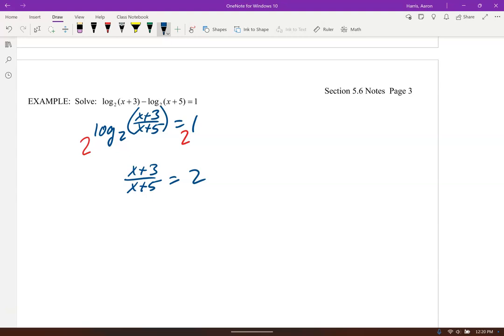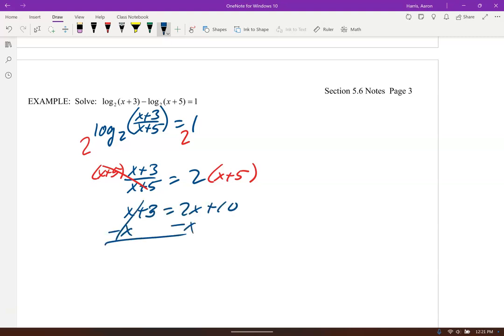And then what I'm going to do is multiply both sides by that x + 5. x + 5 here, x + 5 here. So we got x + 3 equals 2x + 10. Get all your x's on one side, get all your numbers on the other. So I got -7 equals x. x equals -7, right?